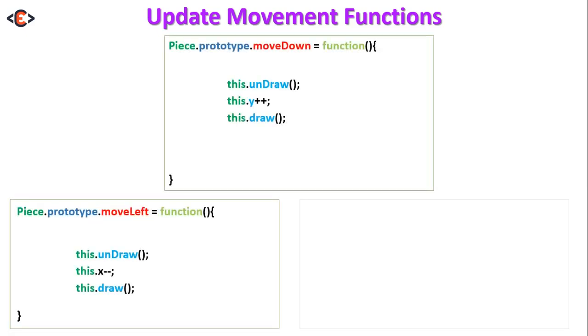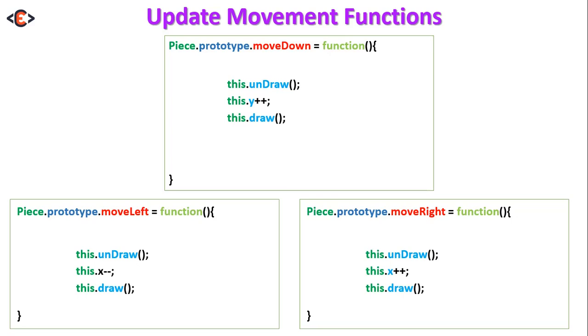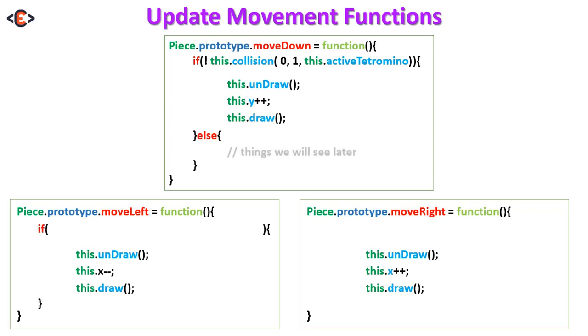Let's go now and update our movement functions. Our movement functions are looking so far like this. Now we have to check that there is no collision before any movement. So we'll say if there is no collision when we move down, else we will do things we will see later. The same for the move left. We need to check if there is no collision when we move the piece to the left. And for the last one, the move right, we need to check if there is no collision when we move the piece right.